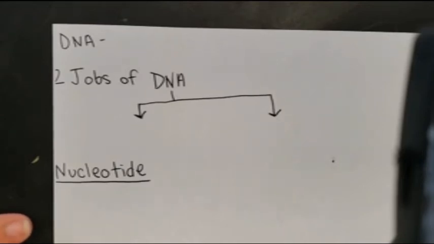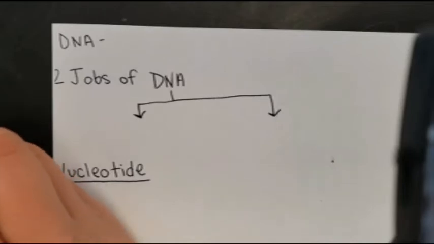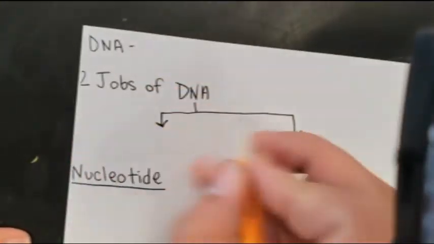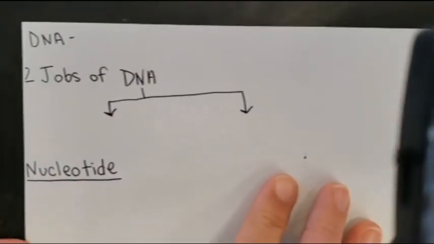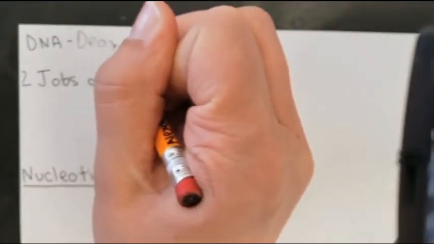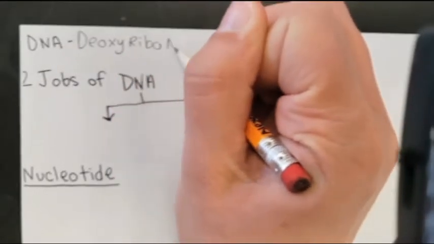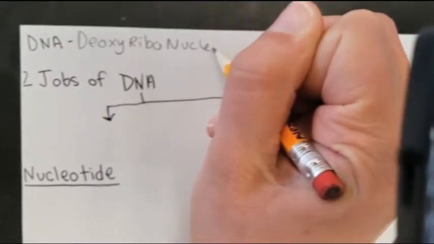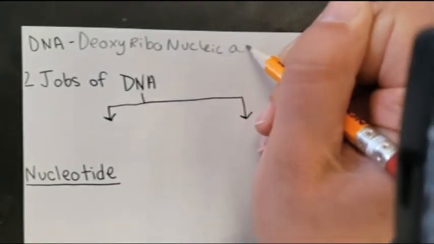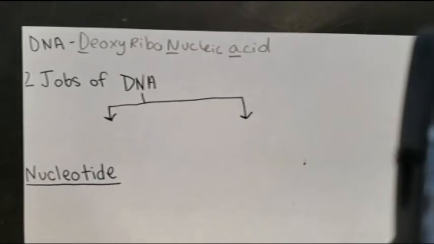So now we're going to be moving on and talking more about DNA and the jobs of DNA. And there's two jobs for DNA. So remember that DNA stands for deoxyribonucleic acid. That's where DNA comes from, okay? You're going to need to know that.